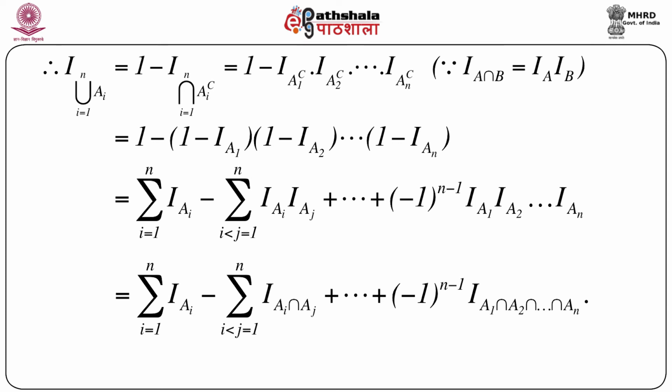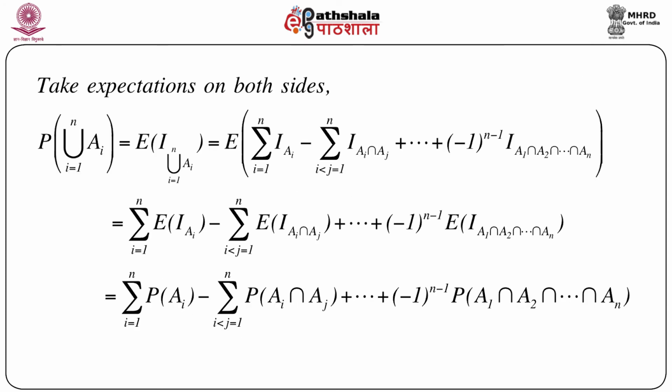So the proof is almost complete, except that we have to take expectations on both sides. If you take expectations on both sides, we are left with the probability of the union of Ai, i equals 1 to n, which is nothing but the expectation of I of the union of Ai, equals the expectation of summation I of Ai minus summation over i less than j, I of Ai intersection Aj, and so on.